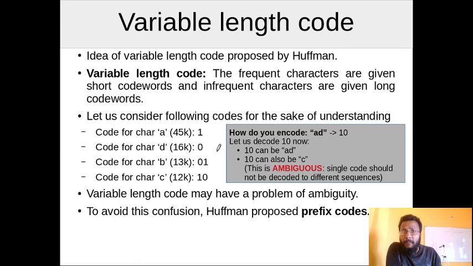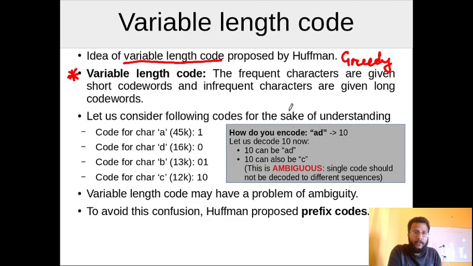Now, Huffman actually proposed the idea of variable length code. This is the most important concept of Huffman coding. This is a greedy technique. He became greedy in deciding how to choose the code length. What he said was, the frequently occurring characters you will be giving a shorter code, and infrequent characters you will be giving longer codes.